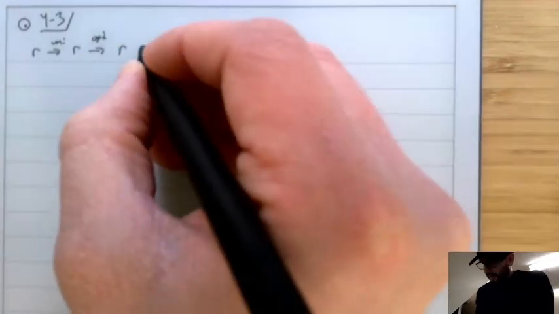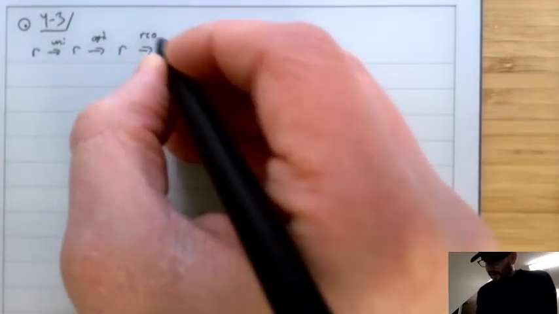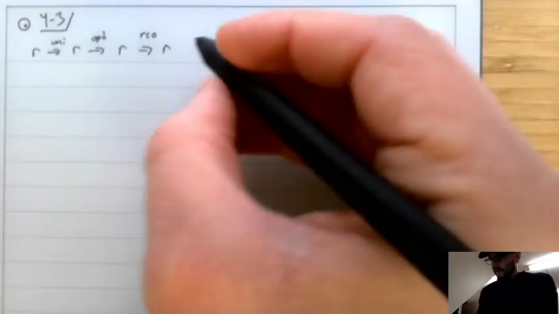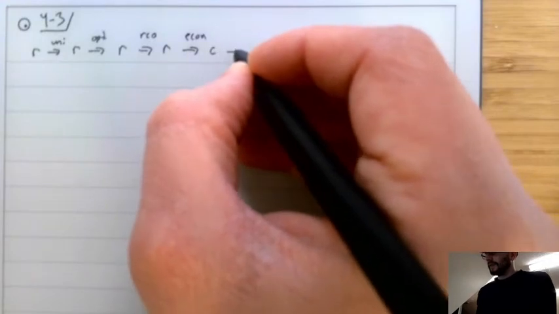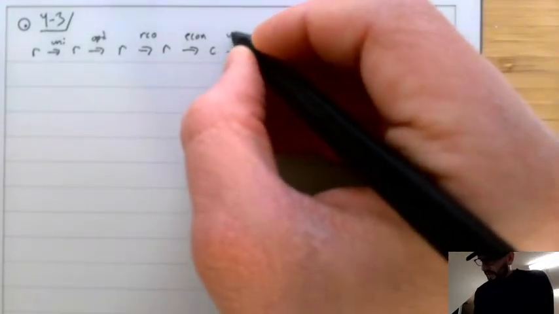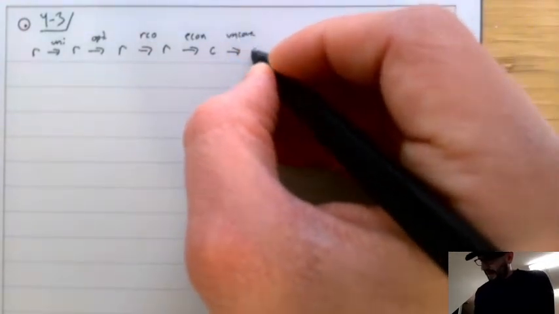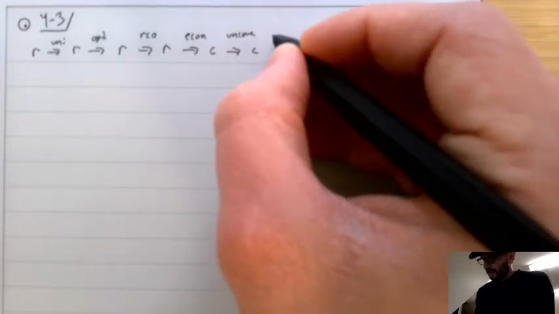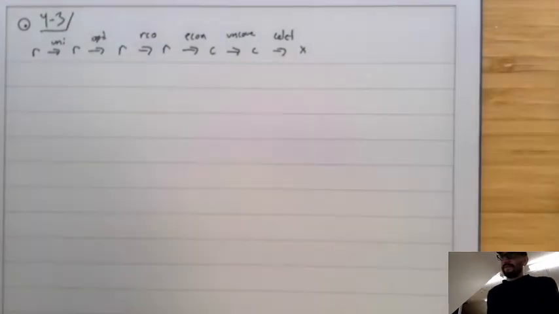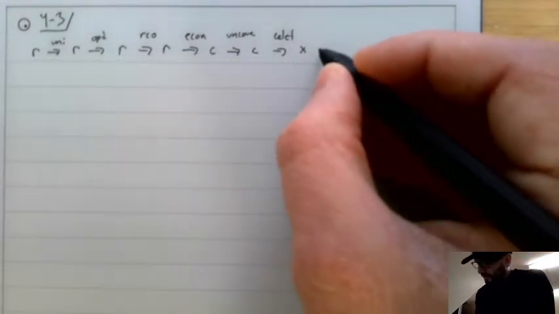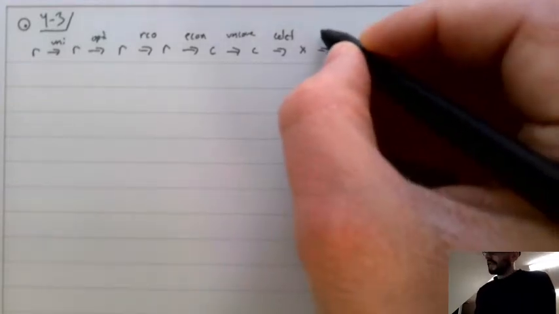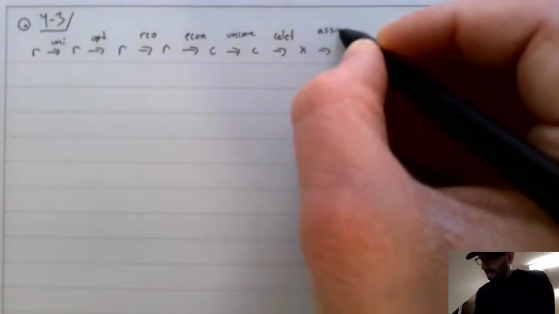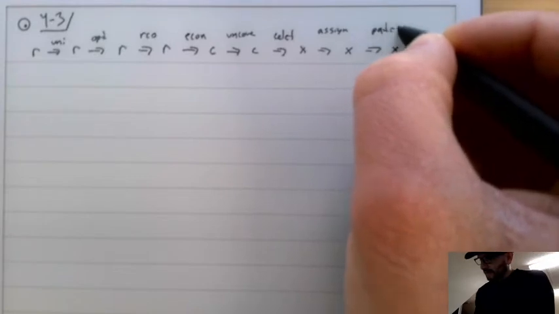We do RCO on it, and we get a new R program. We do econ on that, and that gets us a C program. We do uncover, and that gets us a C program. We do select, and that gets us an X program. And now what we're going to do is two more transformations on X. The first one is going to be called assign, and the next one is going to be called patch.